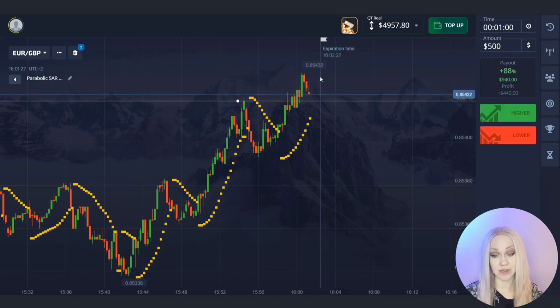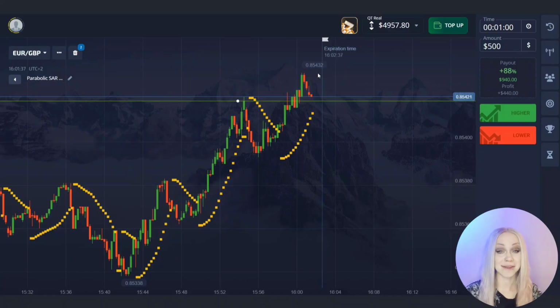As you can see, these cases work fine. Meanwhile, I already have almost $5,000 on my deposit, and I suggest opening one last trade for today. Now we will find some other working case in the market and continue.